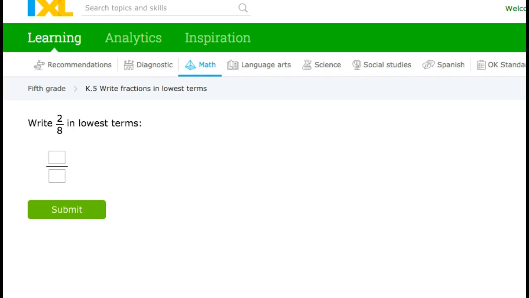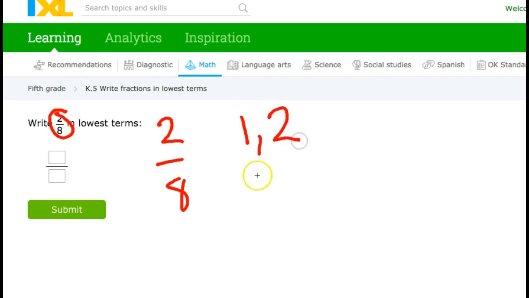One of the first things you're going to want to do is see if you can recognize or locate common factors that we might have going on here. Common factors in 2 and 8. So the first thing I tell my kiddos to do is, what are the factors of these numbers? What are the factors of 2? Well, 2 is the only even prime number. It's just 1 and 2. What are the factors of 8? We have 1, 2, 4, and 8.